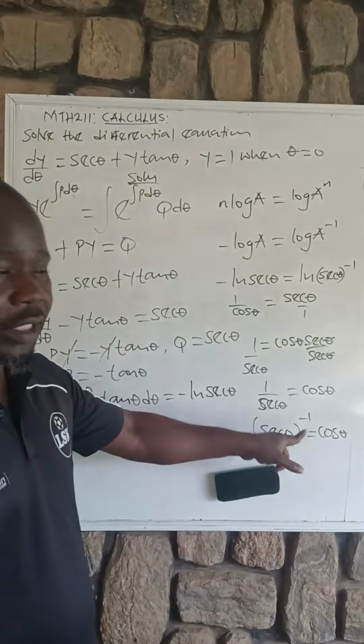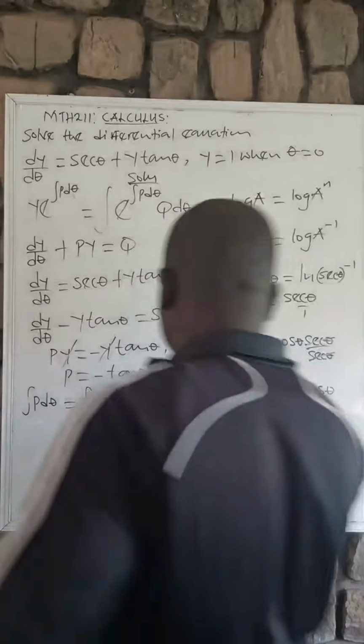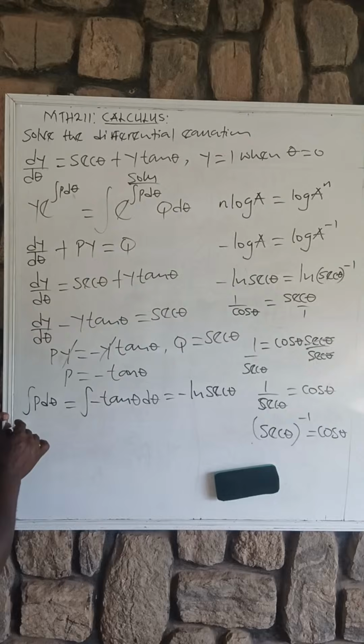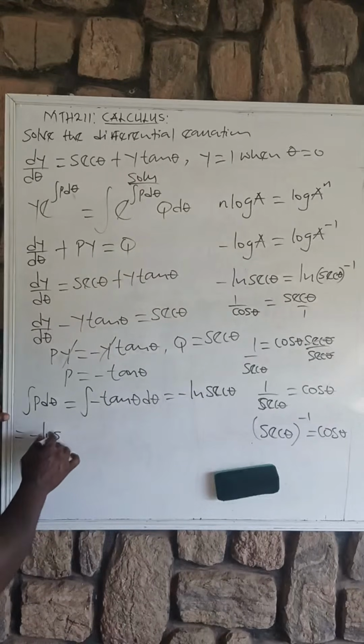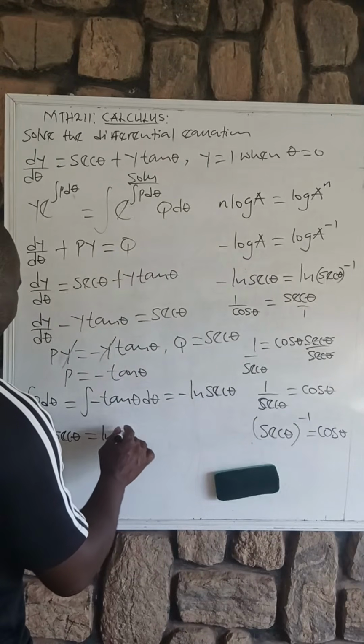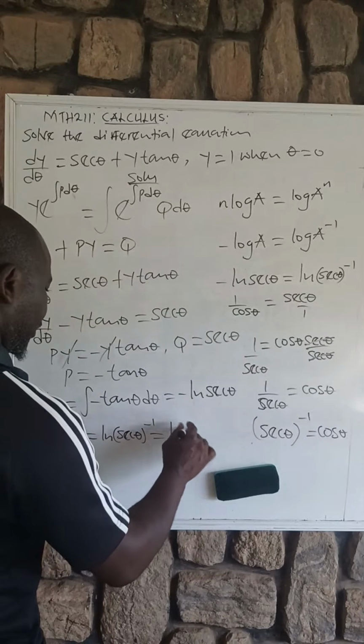So I want to do something. Take note of this. Is that clear? Are you following? Okay, so let's proceed. So this implies that our minus ln sec theta is the same thing as ln of open bracket sec theta raised to power minus 1. Then this is the same thing as ln what? Cos theta.